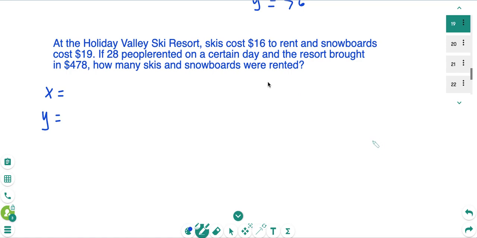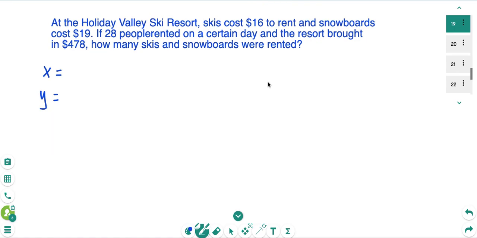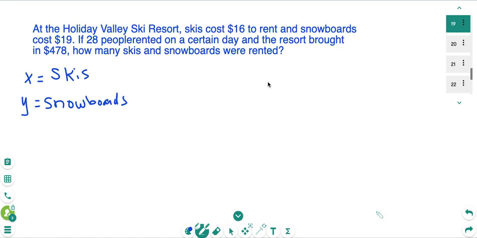All right, let's take a look at a ski resort. It has skis that cost $16 to rent, $19 for snowboards. The first thing I'm looking at is x is going to represent skis, and y is going to represent snowboards. There are going to be 28 people renting. So the people that rent skis plus the people that rent snowboards are going to equal a total of 28 people.